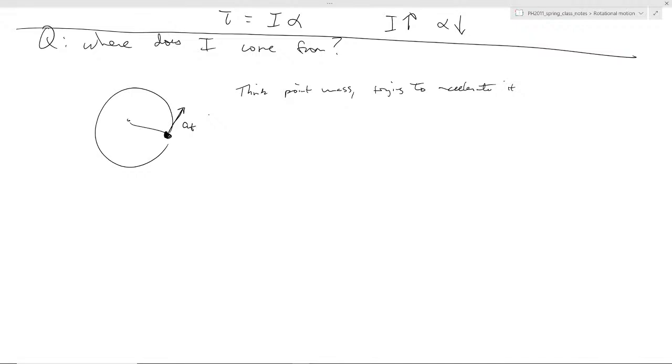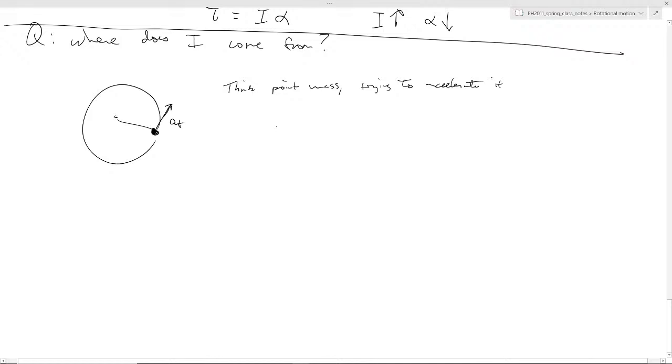So if you were doing that with a force, you know that the force would equal the mass times that tangential acceleration. Now, we know that we can write tangential acceleration as r alpha. So in other words, we could write this as m r alpha.